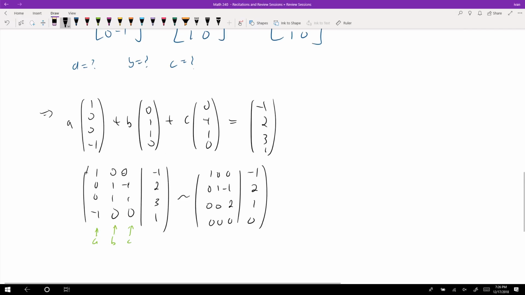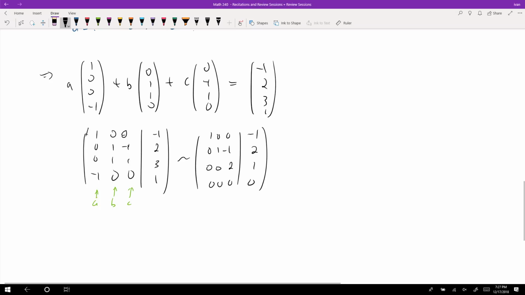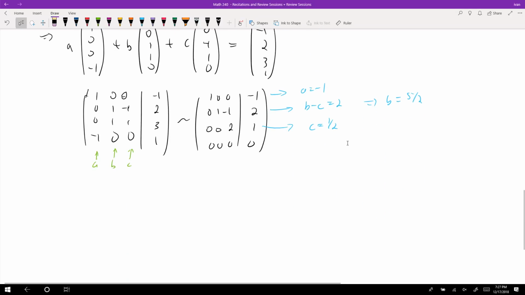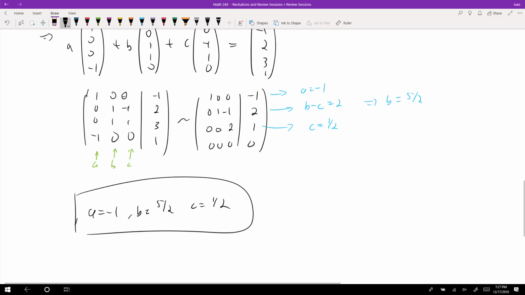All right. What can we see? Well, this last row right here automatically gives me C is equal to 1/2. And then up here, B minus C is equal to 2. Since C is 1/2, that means B is equal to 5/2. And then up top, this immediately gives me A is equal to negative 1. So A is negative 1, B is 5/2, C is 1/2. All right, 10 points.